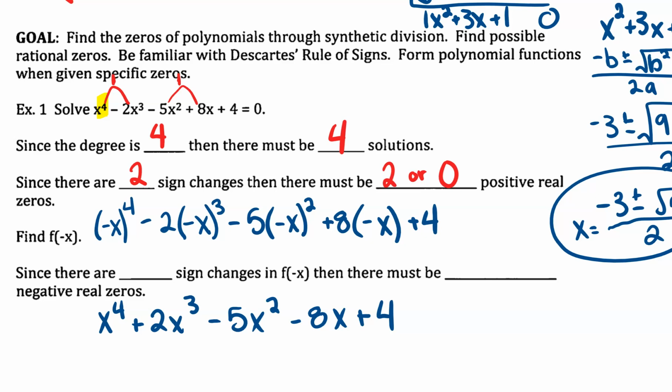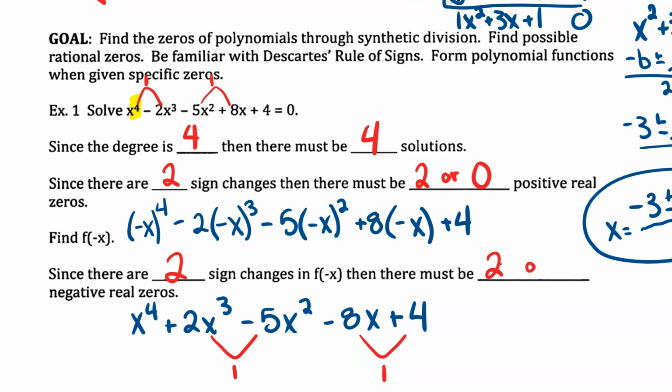All right, now we do the same thing as we did with the positive solutions. We're going to count the amount of sign changes. This is now going to determine how many possible negative solutions we have. So positive to positive, no sign change. Positive to negative, that's a sign change. Then negative to negative, no sign change. Negative to positive is another sign change, which means we have 2 sign changes, so there must be 2 or 0 negative solutions.